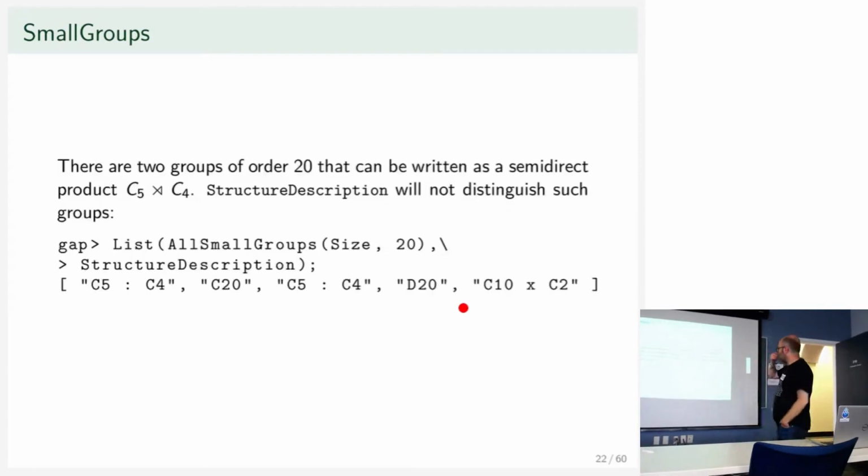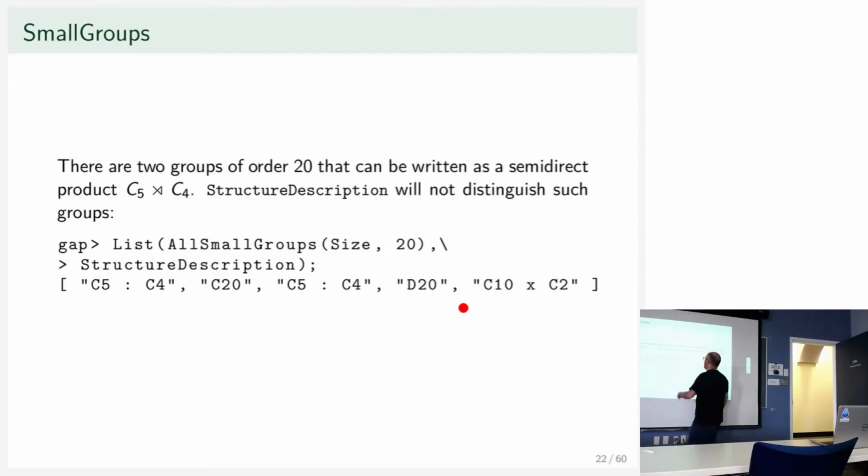So let's see a concrete example. There are 2 groups of order 20 that can be written as a semidirect product like this, because you have 2 actions, 2 very, very different actions. But structure description will not distinguish these 2 groups. I'm doing the same as before, but with groups of size 20.